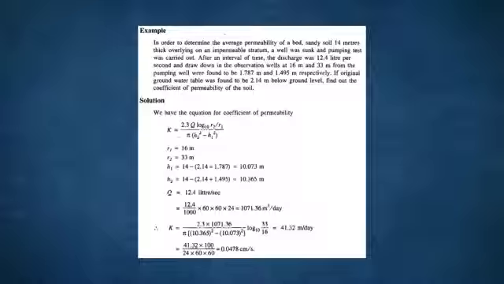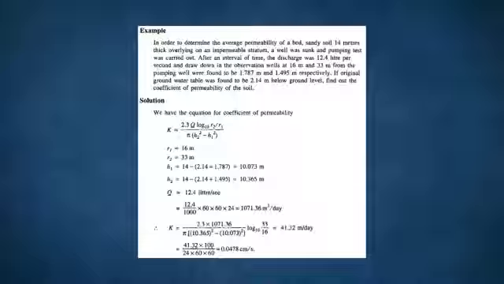So R1 = 16, R2 = 33 meter, H1 = 14 - (2.14 + 1.787). So the answer comes 10.073 meter. In the second case, H2 = 14 - (2.14 + 1.495) = 10.365 meter. Q is given as 12.4 liter per second, converted to meter cube per day, so Q = 1071.36 meter cube per day.